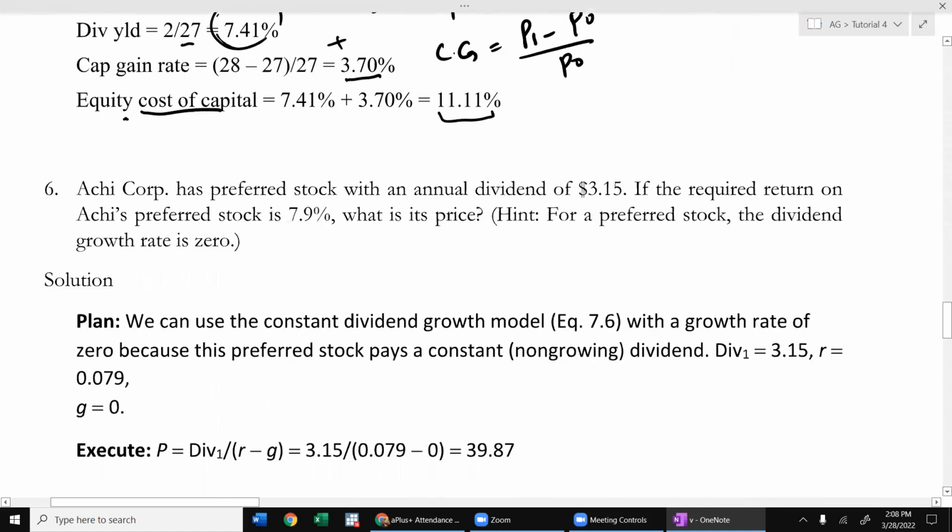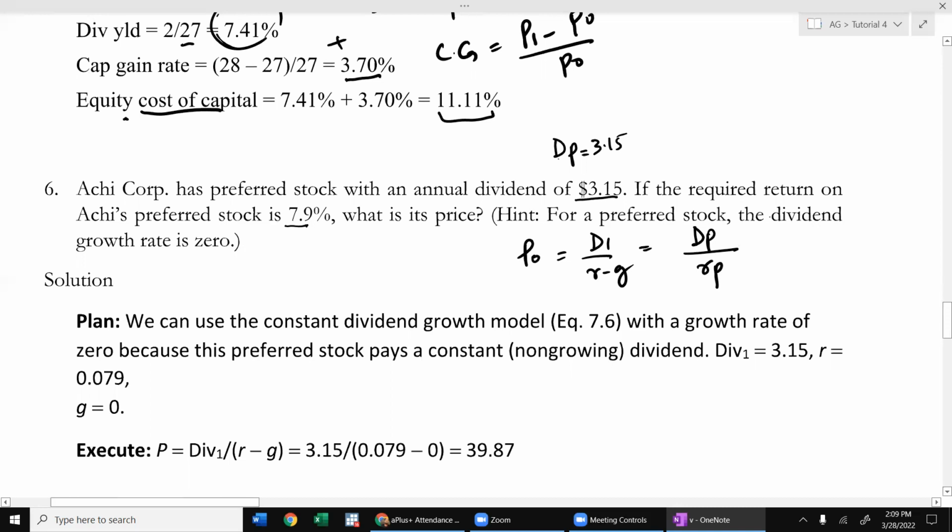Next is Ashish Corporation has preferred stock with an annual dividend of 3.15. Preferred stock always has a fixed dividend. So I'm writing DP, the dividend of the preferred stock, that is 3.15. If the required return on the Ashish preferred stock is 7.9%, what is its price? It's a very simple formula, because the formula for the price of a dividend stock is expected dividend divided by R minus G. Since in the preferred stock there is no growth, we will use DP, the fixed dividend, divided by RP, the return on the preferred stock.